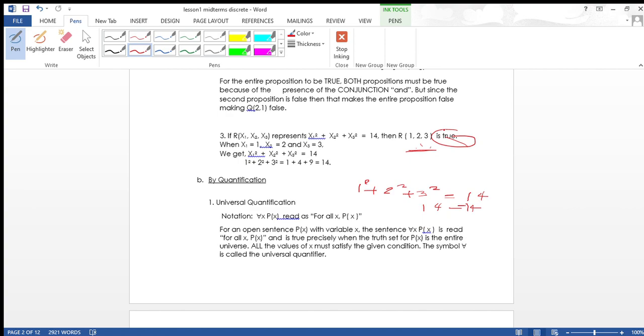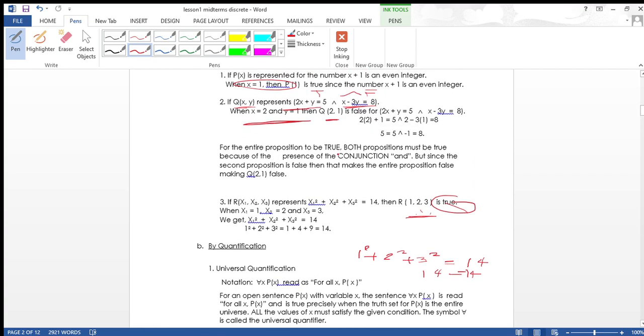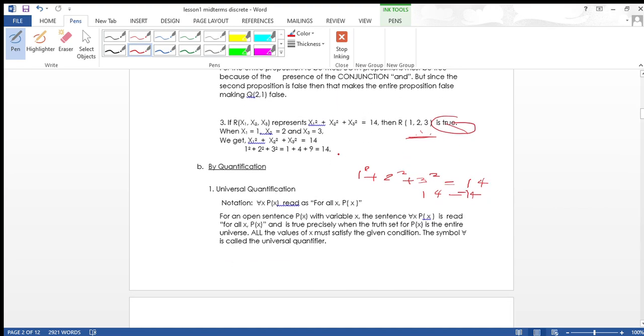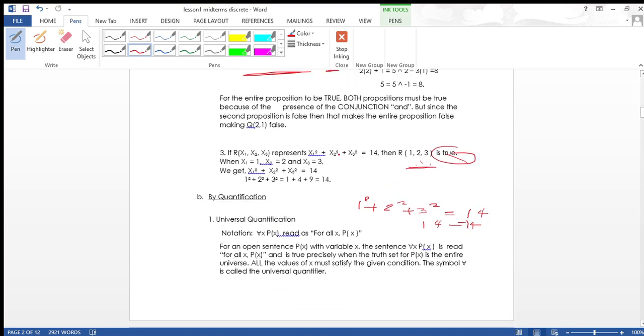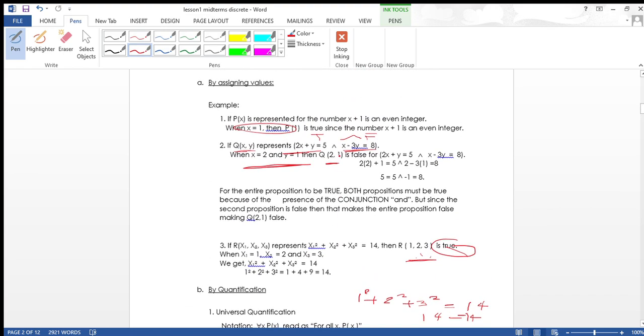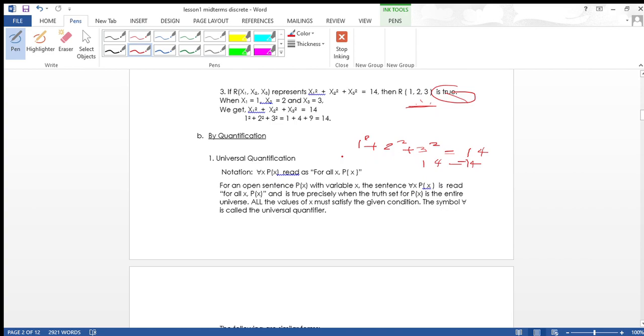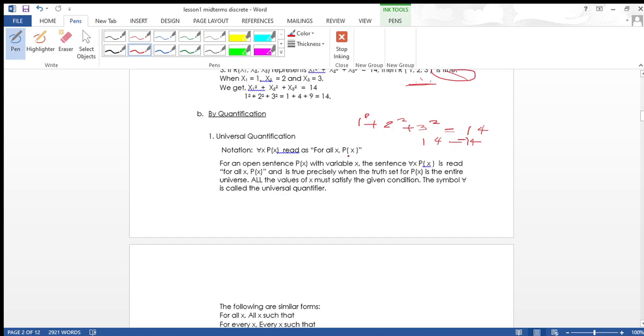Another way of quantifying your open proposition, or another way of converting your open proposition into a proposition, is by quantification. And under this, we will have two types of quantification.